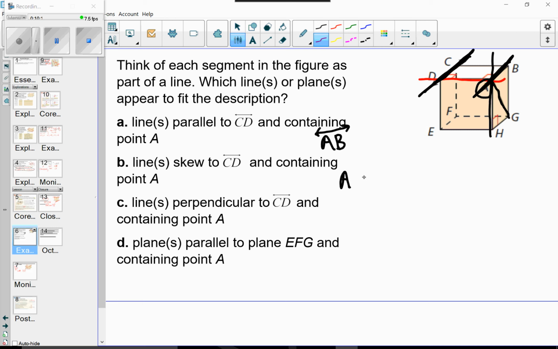So AH and AG. Okay, so those would be skew. Next, perpendicular to CD.